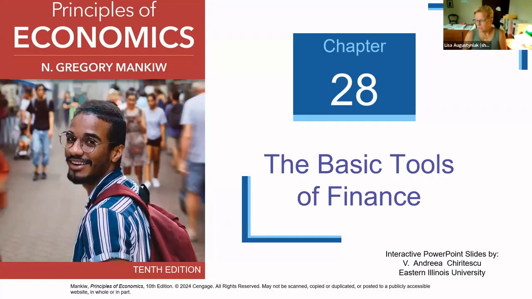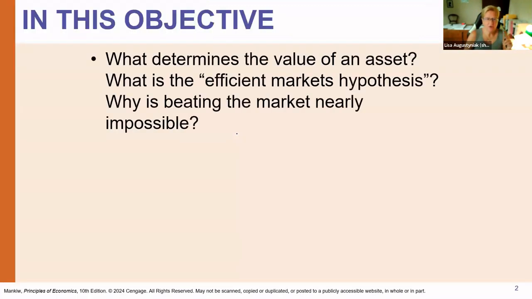Okay, and let me just pop something up here so that I don't have to keep going back and forth. So we're still looking at these basic tools of finance. And here we're going to take a look at, first of all, what determines the value of an asset. And then there'll be a short transition, and I'm going to show you a video I did some time ago that talks about the efficient market hypothesis. I think it's still pertinent, so I'm going to embed that into this.